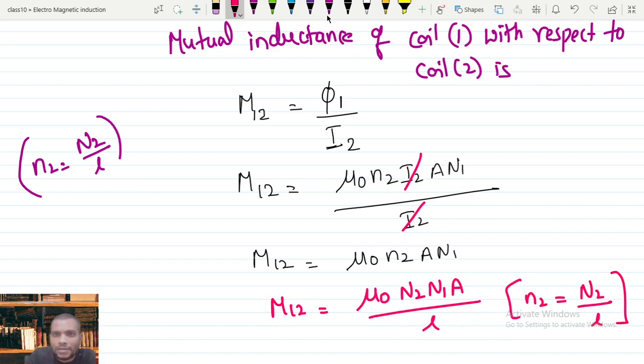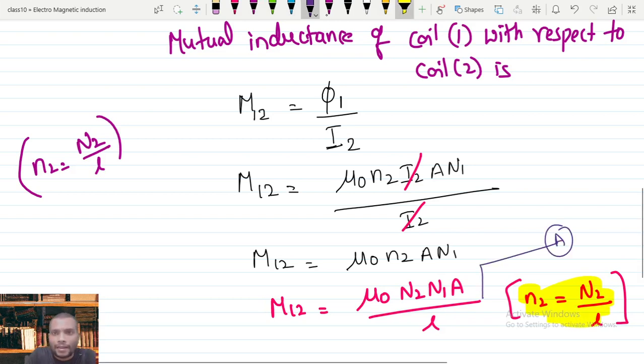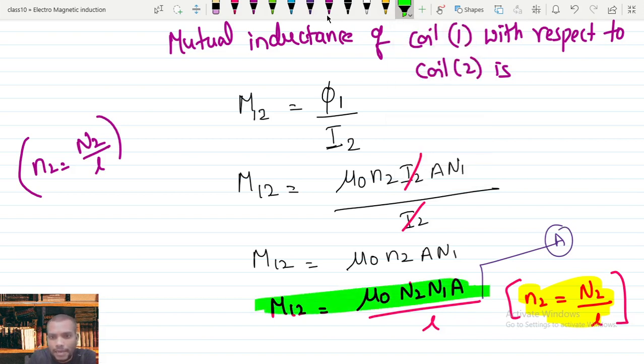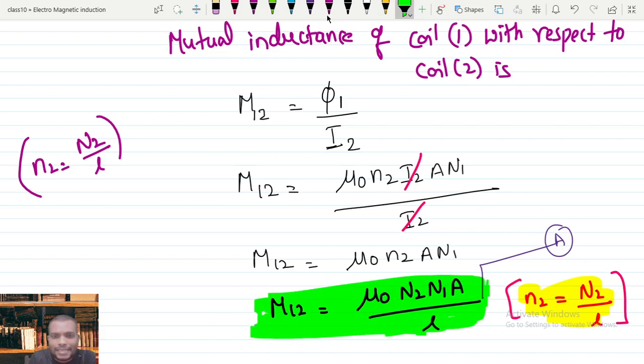This term is very important. We call that the number of turns per unit length. So this is the expression I got. I call this equation A. Later I will make use of this equation. So for a moment let me highlight this equation: the mutual inductance of the first coil due to current in the second coil.